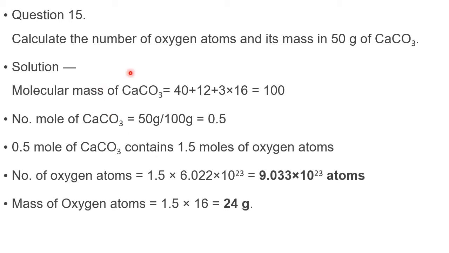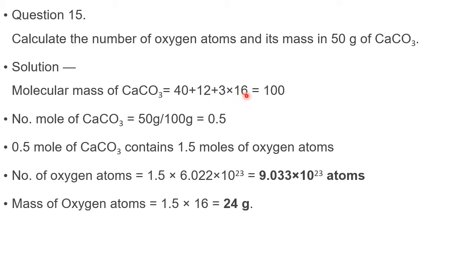Calculate the number of oxygen atoms and its mass in 50 gram of calcium carbonate. First we will calculate the molar mass or gram molecular mass of calcium carbonate. Calcium 40, carbon 12, oxygen 16 × 3 is 48, total 100 gram. So the molecular mass of calcium carbonate is 100 gram.